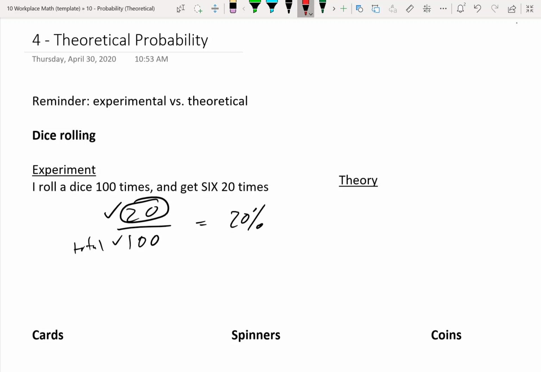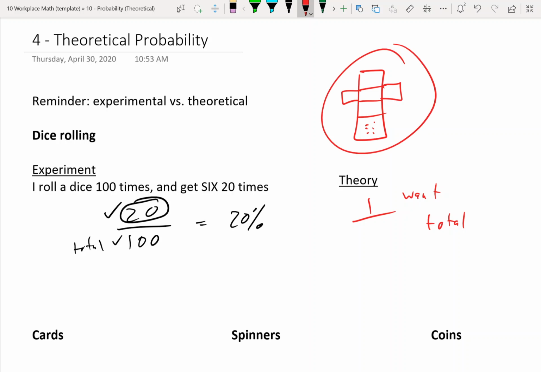When we do theoretical probability, it's a little bit different. The top number is what we want. If we look at a normal dice, 6 sides, there's only one 6, so the top number would be 1. The bottom number is still the total. It's how many different outcomes there are. If I look at a dice, there's 6 sides, so the total will be 6.